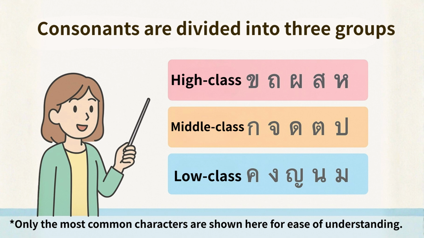Thai consonants are divided into 3 groups. First is the high class group, next is the mid class group, and finally, the low class group. For simplicity, only representative consonants are shown here. But in the actual system, every consonant belongs to one of these 3 groups.